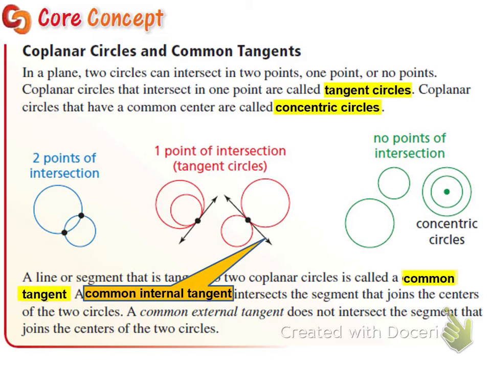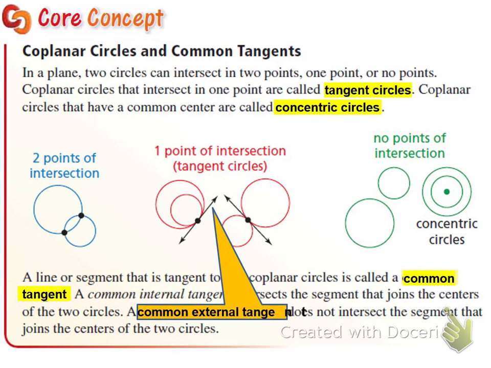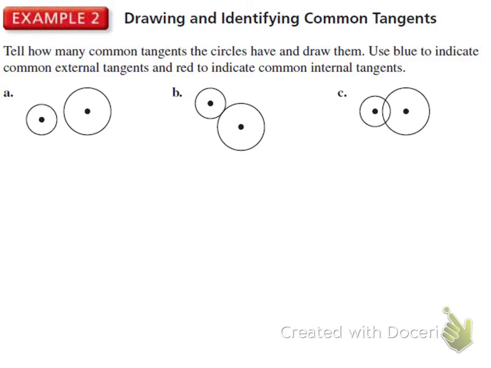Okay, so there will be internal tangents, which are between 2 circles. And then there will be external, so this is internal. It's between the 2 circles. And then there will be external like this, where it's on the outside of both circles. It may take a second, but it will be okay. Okay, so you're going to take 1 color. We're going to tell how many common tangents the circles have, and we're going to draw them. You want to use 1 color. I'm going to use blue, because that's what it says.